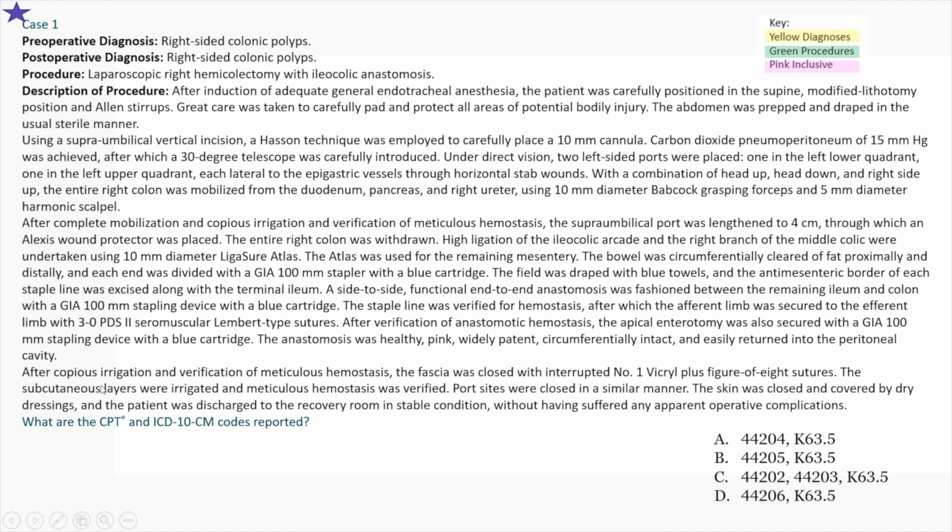After copious irrigation and verification of meticulous hemostasis, the fascia was closed with interrupted number 1 Vicryl Plus figure of 8 sutures. The subcutaneous layers were irrigated and meticulous hemostasis was verified. Port sites were closed in a similar manner. The skin was closed and covered by dry dressings, and the patient was discharged to the recovery room in stable condition without having suffered any apparent operative complications. What are the CPT and ICD-10 CM codes reported? Coders, you have 2.5 minutes.